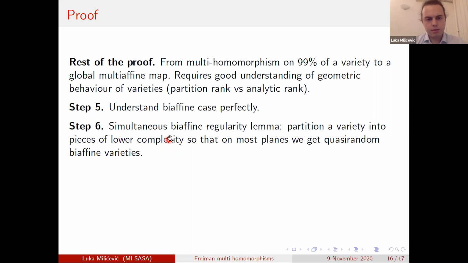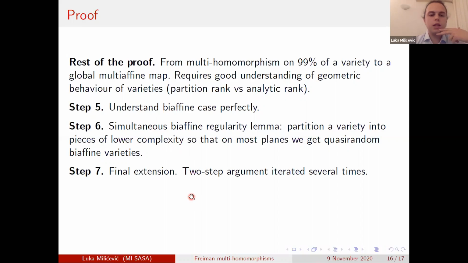The sixth step is proving a tool which allows us to use step 5 in the multidimensional case. So we find a way to partition a variety into few pieces so that when you intersect your pieces with planes in principal directions, you get quasi-random biaffine varieties. And the final step is how you actually extend your map.